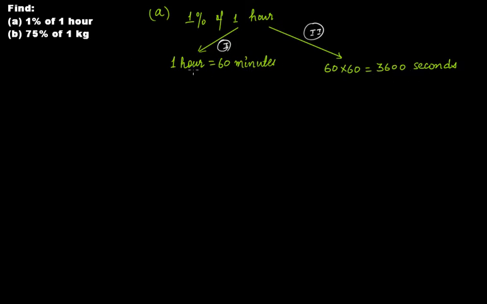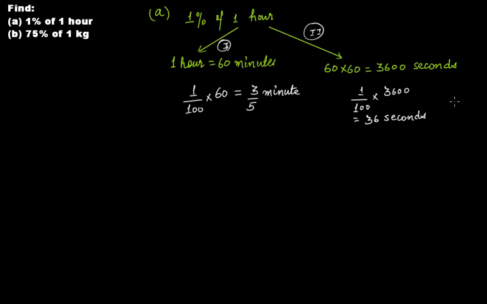Now, what is 1% of 60? Surely this gives you 0.6 minutes, 0.6 minute, right? Now, what about this one? 1% of 3600. This gives you 36 seconds. 36 seconds.